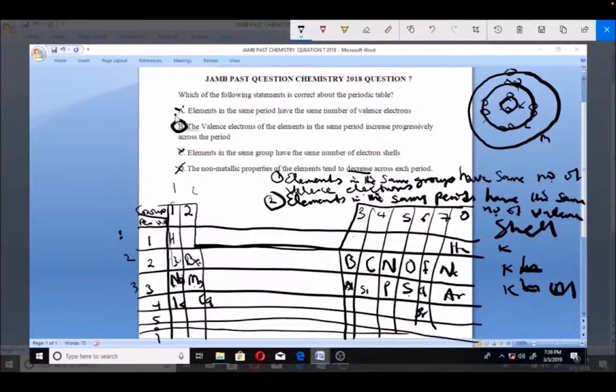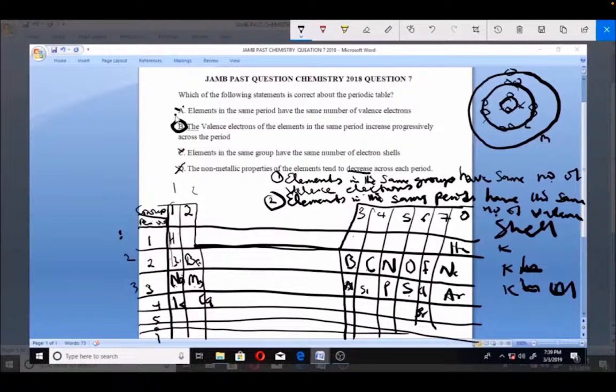Time to draw this, so take note of this: the periodic table for the first 20 elements. The periodic table is actually the arrangement of elements according to the atomic numbers. You can see we have 7 periods and 8 groups. Elements in the same group have the same number of valence electrons, whereas elements in the same period have the same number of valence shell.